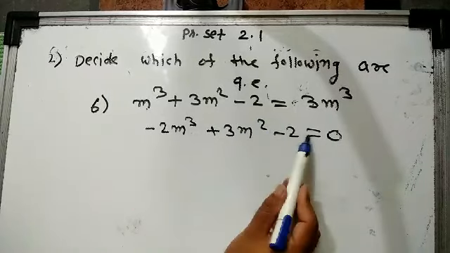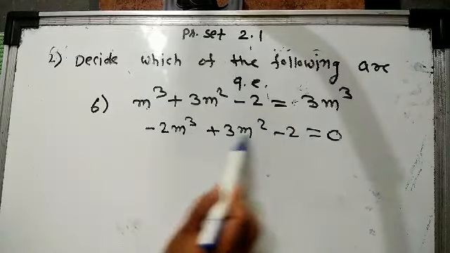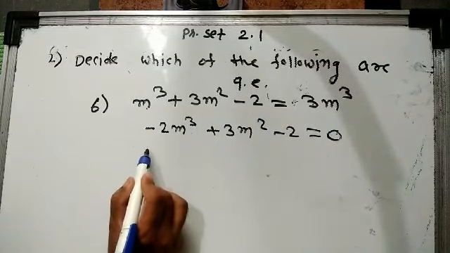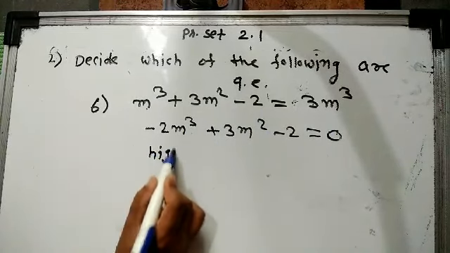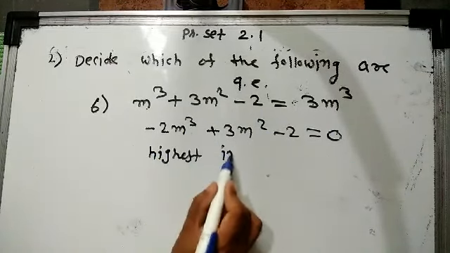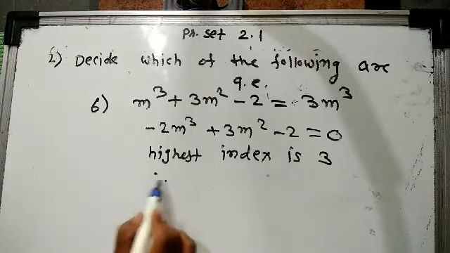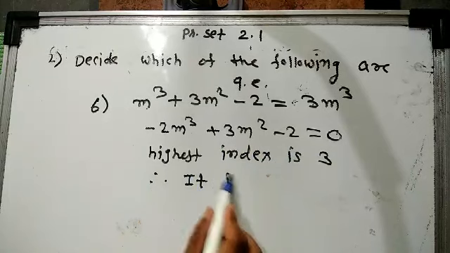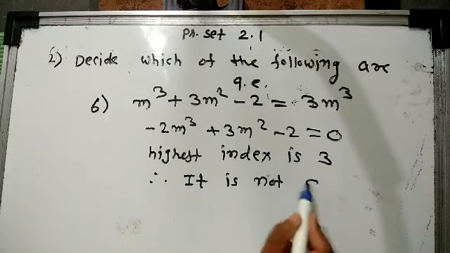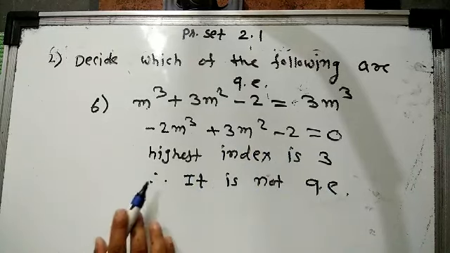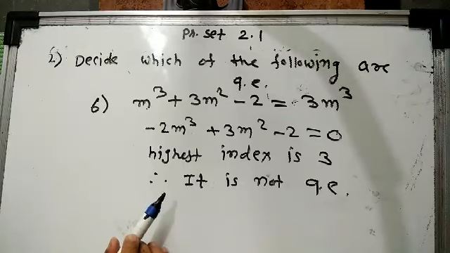And highest index is 3. Variable is 1, but highest index is 3. Therefore we can directly write here highest index is 3. Therefore it is not a quadratic equation. This is the sixth problem from question number 2.